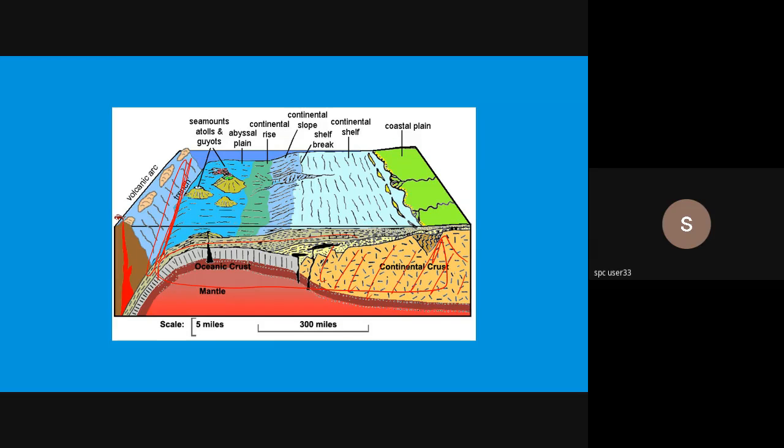Another diagram showing you the composition. You can see that you're going to have the shelf, the slope, the rise, and the abyssal plain. SSRA is the sequence that you can keep in mind from land into water.